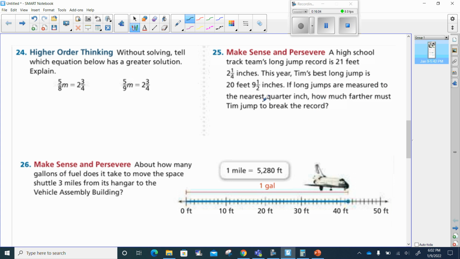Well, this tells me the team's long jump record is going to be 21 feet and 2 1/4 inches. Well, let's think, how many inches are in a foot? We know there's 12 inches in 1 foot, so we're going to have to multiply 21 times 12.